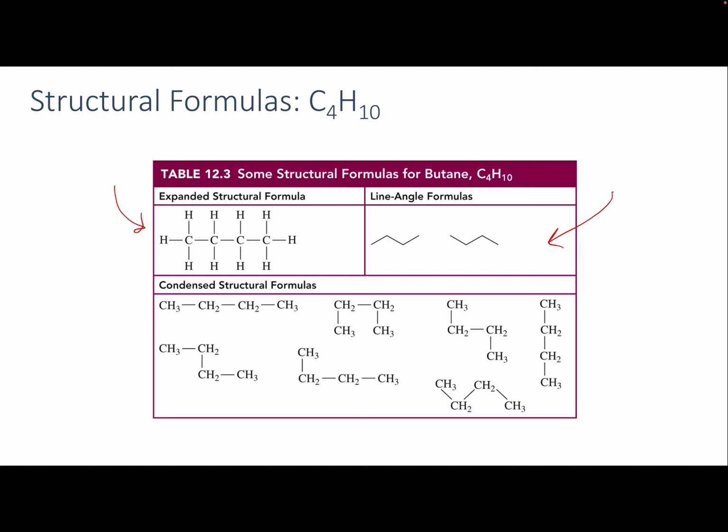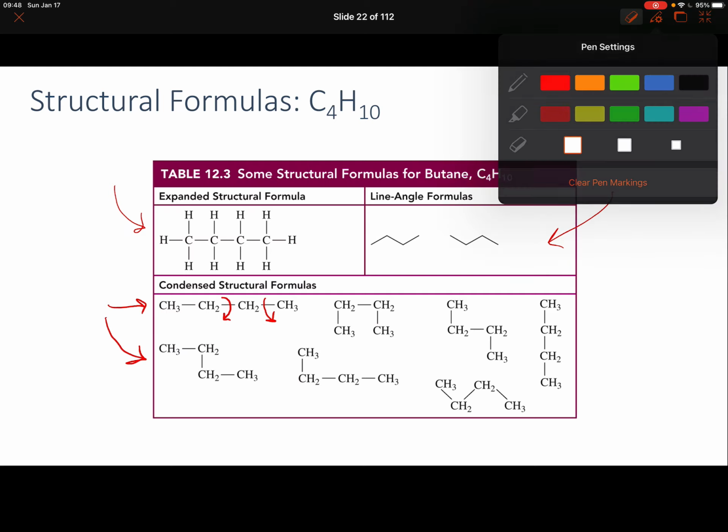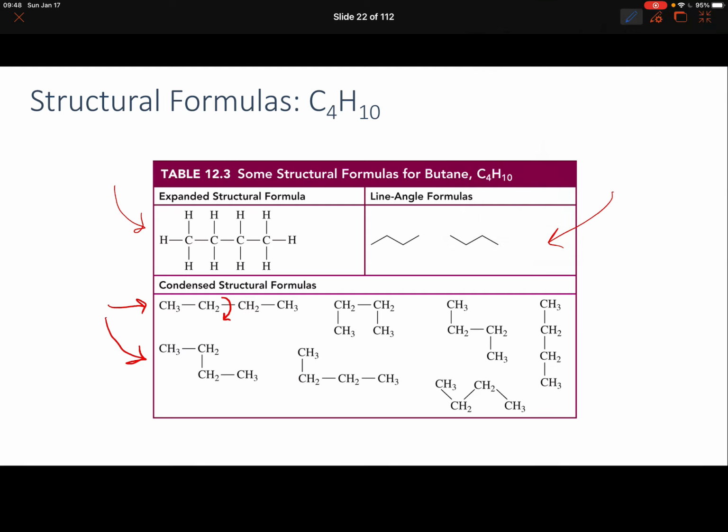But look at the condensed structural formulas. Because of the way that these can rotate, this structure right here can turn into this structure right here by rotating that angle, and then rotating this angle. Wait, did that happen? No, maybe not. Maybe it was just one rotation. Okay. Every one of these is still butane. That's my point. 4 carbons in a row.